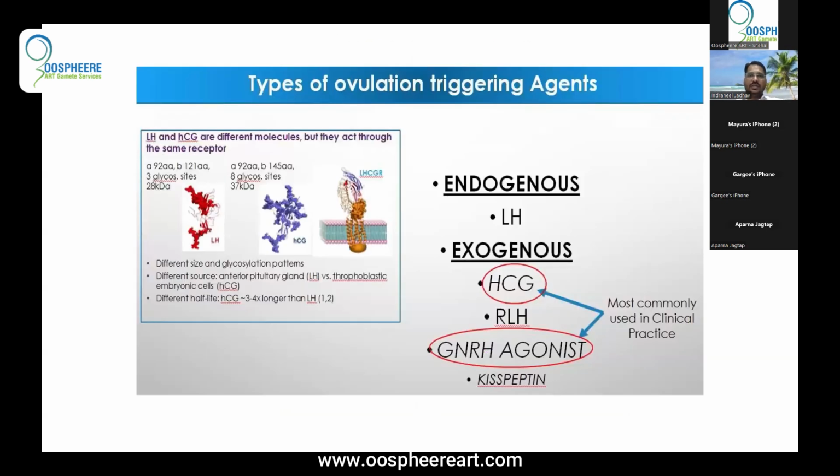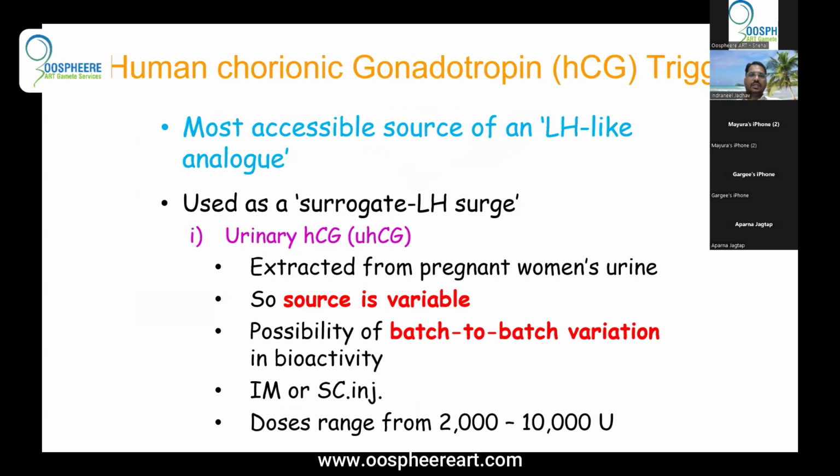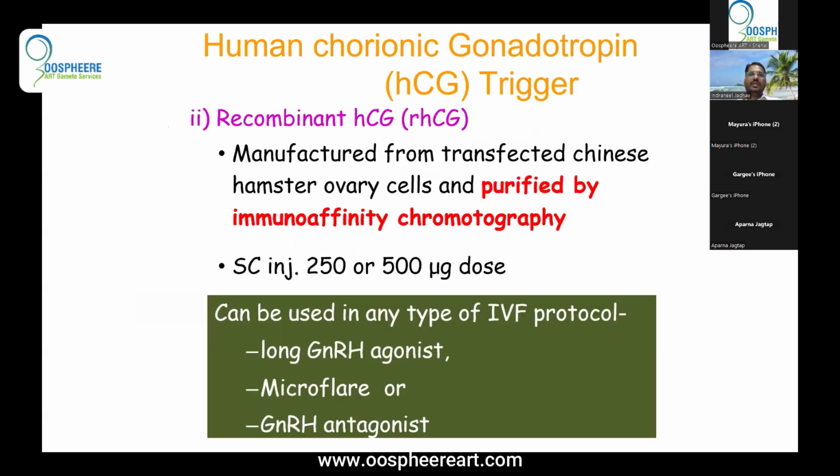So an endogenous trigger may be LH, and exogenous may be HCG, recombinant LH, GnRH or kisspeptin, out of which the present triggers are only HCG and GnRH agonist. For HCG trigger, there is urinary HCG, which is most accessible, but the problem is that the source is variable and batch to batch variation is seen. Recombinant HCG is purified by immunoaffinity chromatography, and it can be used in any type of IVF protocol like long GnRH agonist, microflare GnRH agonist.